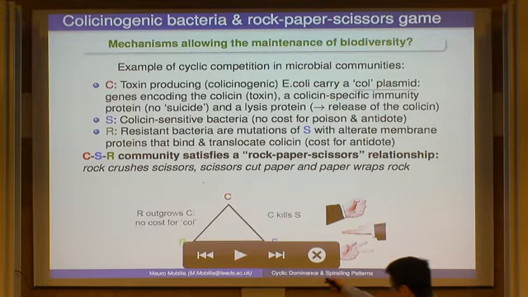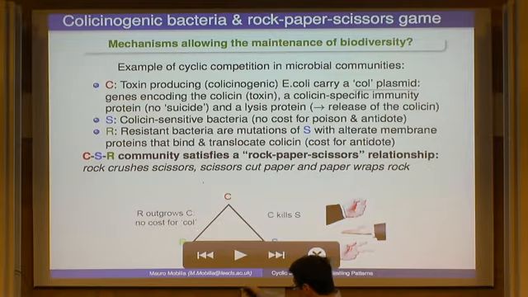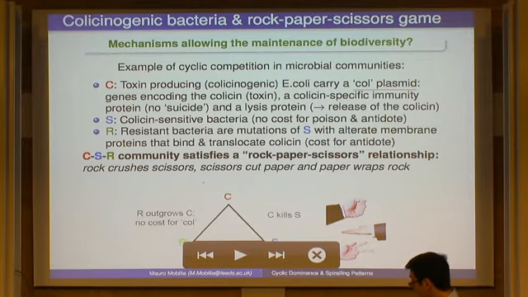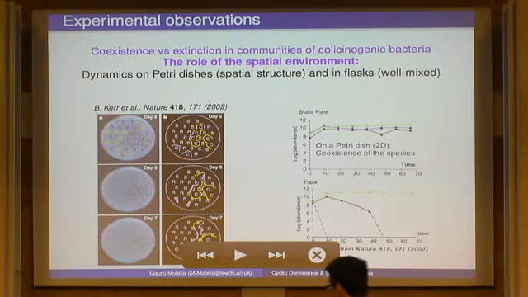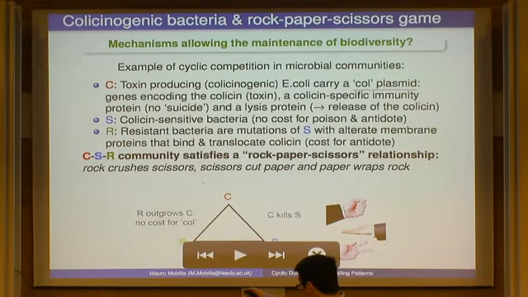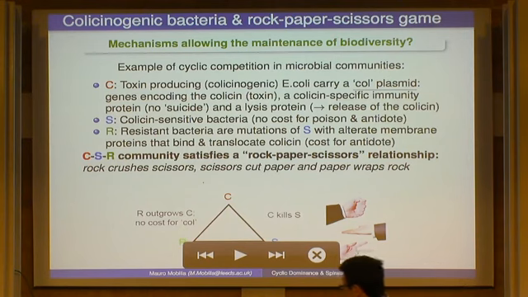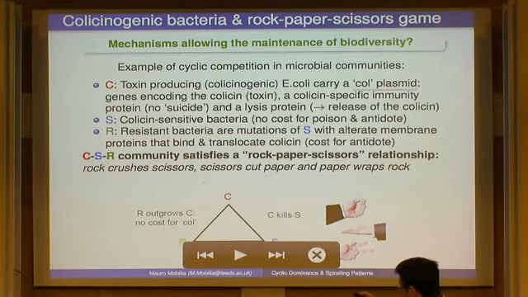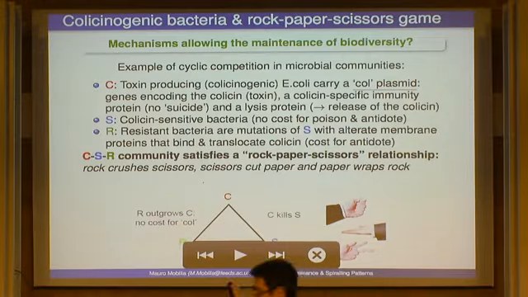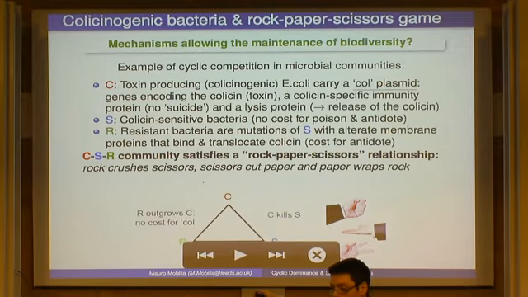So what happens is that C here kills the sensitive strain S, right? And S outgrows R because R has to produce the antidote, so it has a price to pay in terms of fitness, right, to produce the antidote. So S outgrows R, and on the other hand, R outcompetes C because it has the antidote, but it doesn't need to pay to produce the toxin, right? So this community is engaged in this cyclic competition where C dominates over S, S dominates over R, R over C, right?